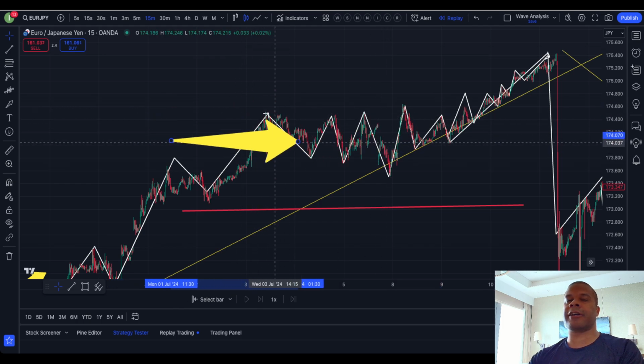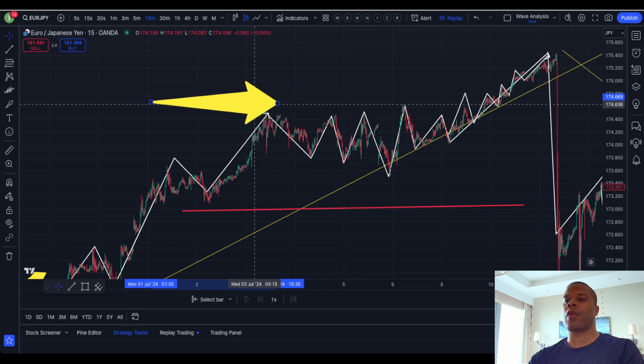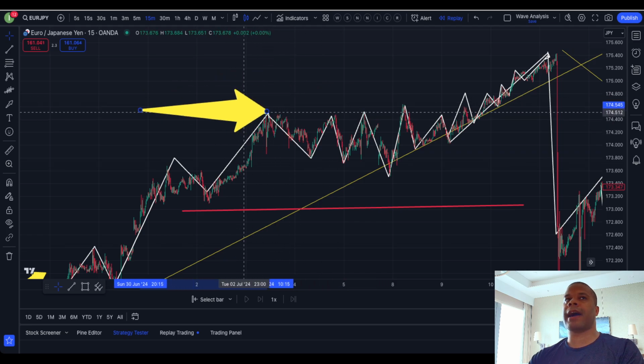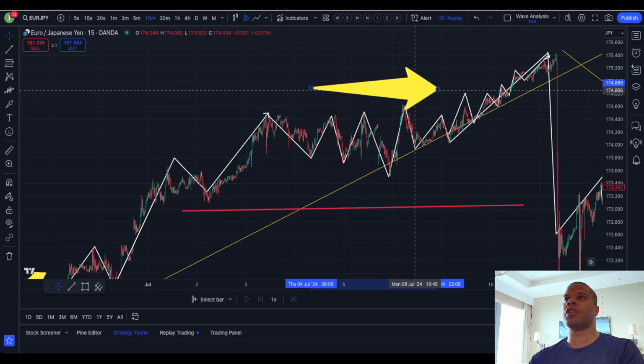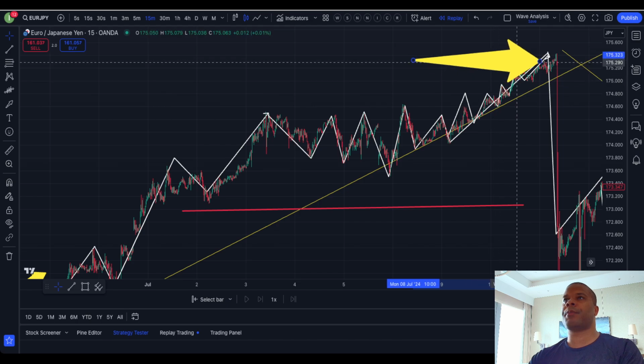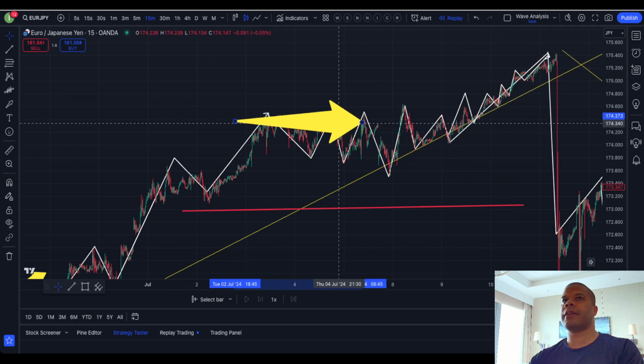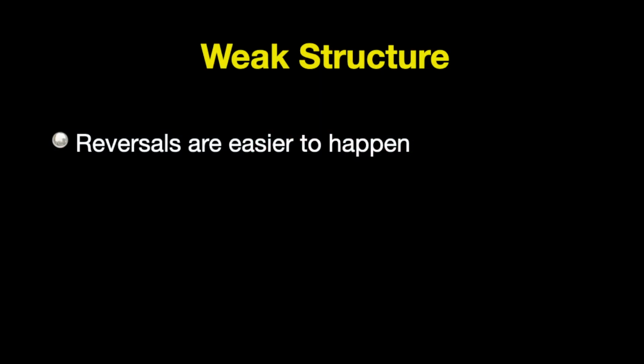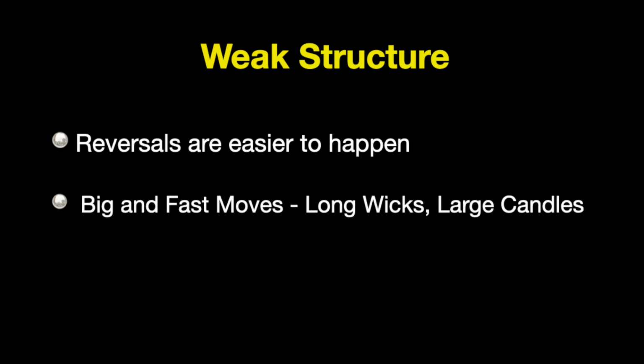And so you'll see that these grabs won't happen as much. You see that the staircase starts to leave. There's no new higher highs or new higher lows being created. We see the market push up, then finally, boom, it tanked. And so with weak structure, you're going to see reversals are easier to happen, and you'll see big, fast moves, long wicks, and long candles.